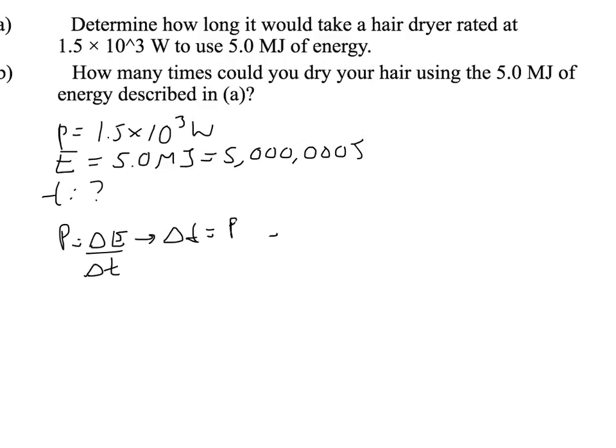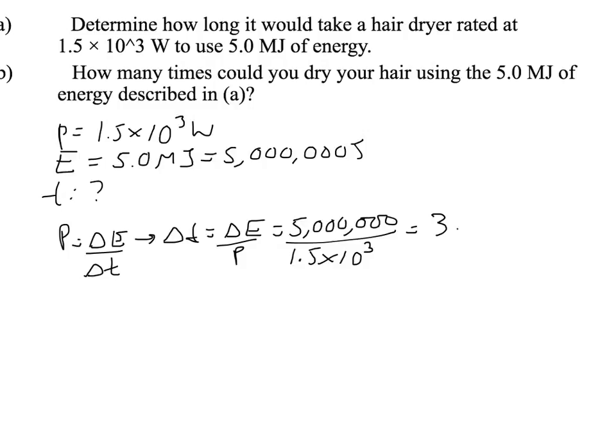That's not how we rearrange it. Delta T equals delta E over P, which is 5 million divided by 1.5 times 10 to the 3, and that gives us 3.3 seconds, which is equal to 3.3 times 10 to the 3 seconds.